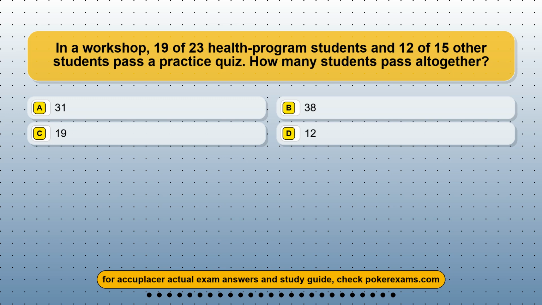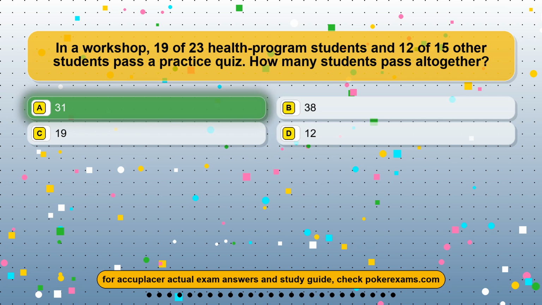Question 1. In a workshop, 19 of 23 Health Minus program students and 12 of 15 other students pass a practice quiz. How many students pass altogether? Option A, 31. Option B, 38. Option C, 19. Option D, 12.